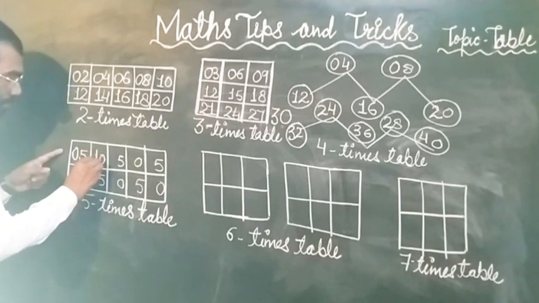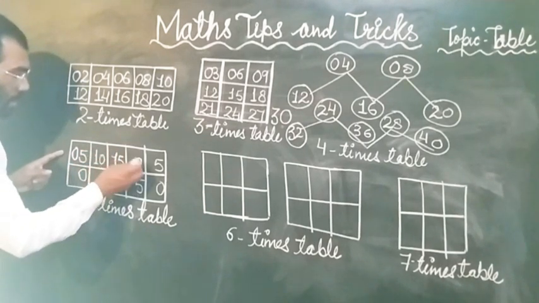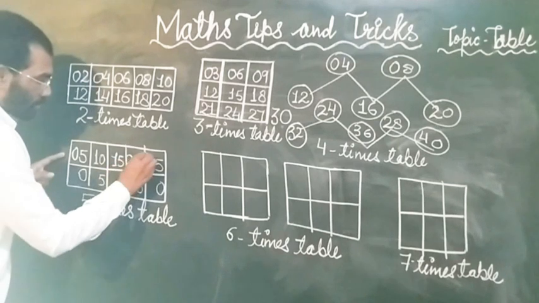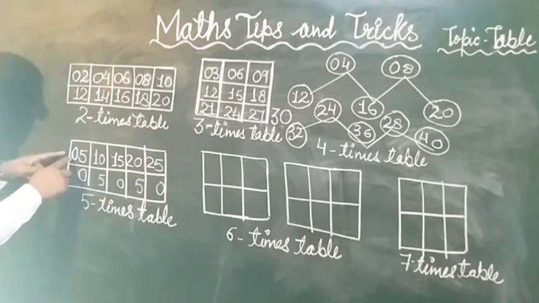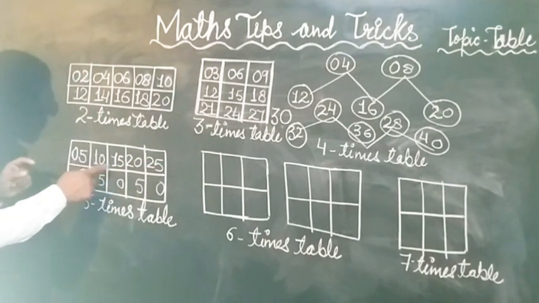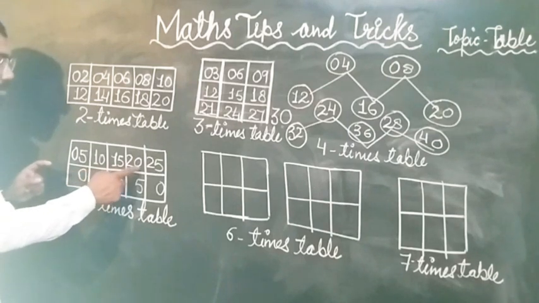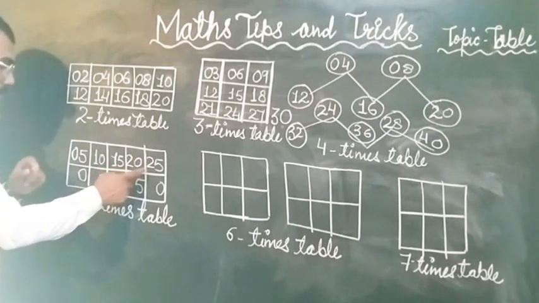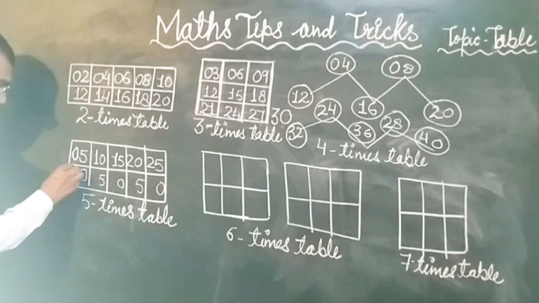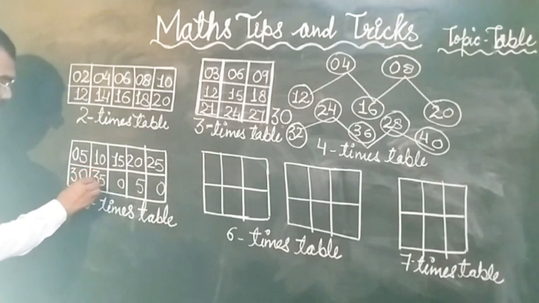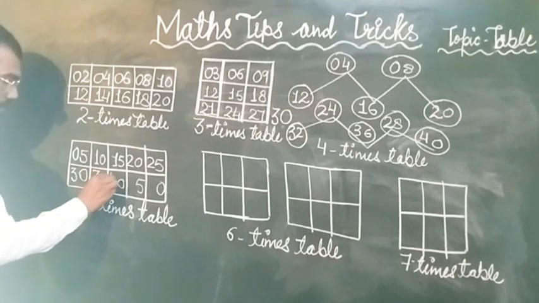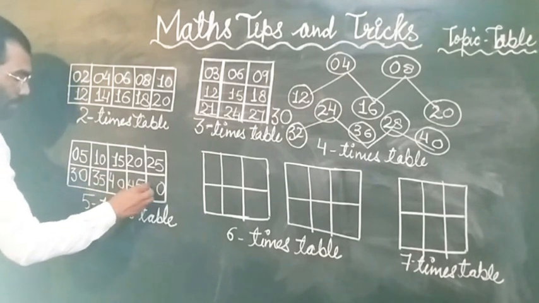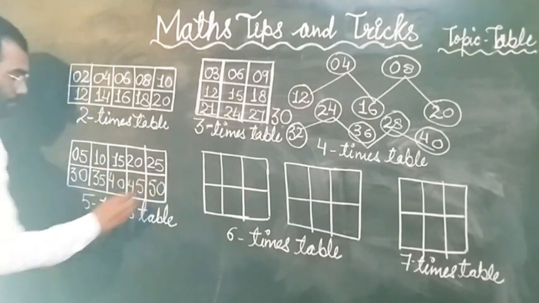here 1, 1, and 2, 2. See the pattern, write 0 one time, and you will write 1 two times, and 2 two times. Then write here 3, 3, and 3. 3 also two times, and 4 also two times, and 5 only one time.